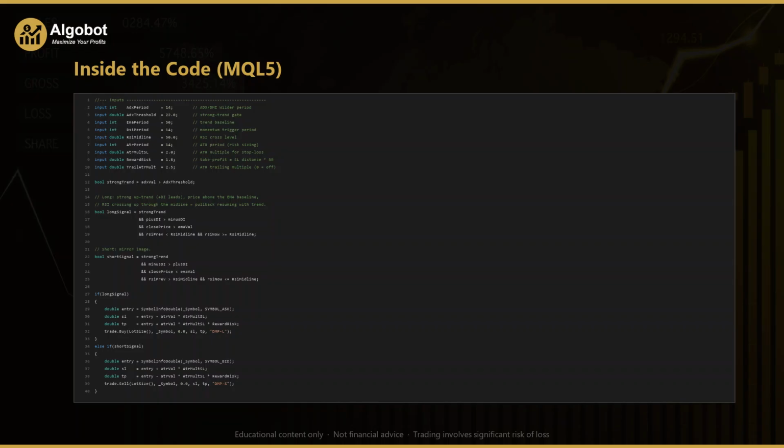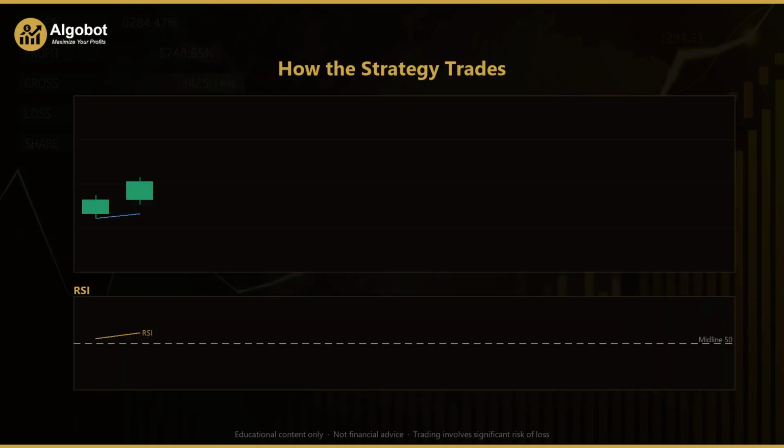Notice how symmetrical the two sides are. The same logic, simply reflected for uptrends and downtrends. Let's bring this to life on a chart. On screen, you can see a series of candles with a blue exponential moving average line running through them, and below the price, a panel showing the RSI with its 50 midline marked as a dashed line. We'll follow one long trade and then one short trade, exactly as the strategy would see them.